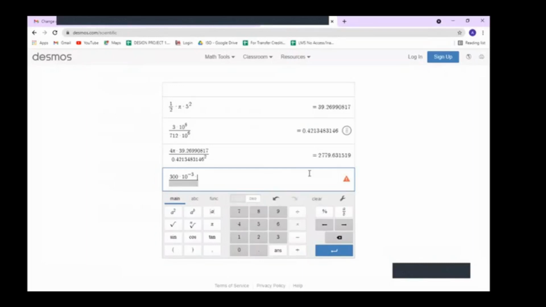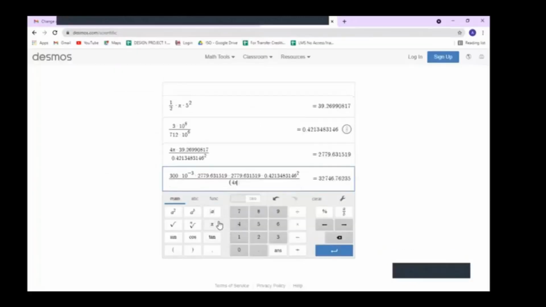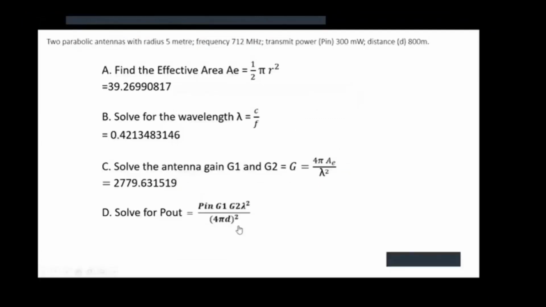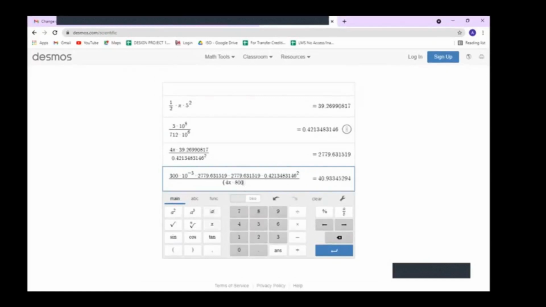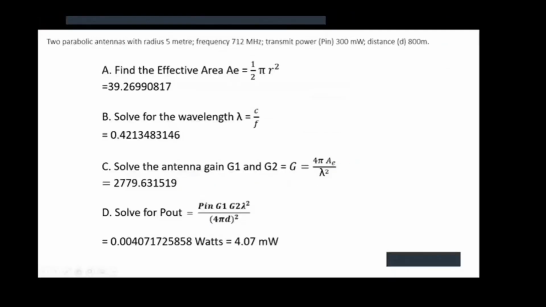Multiplied by gain 1, gain 2, our gain is 2779, then multiplied by the same gain, then lambda squared. Our lambda squared is this, so we just copy that. All over 4 pi D squared. Our distance is 800 meters, quantity squared. Therefore, our output power is 0.004071 watts. If we convert this to milliwatts, we just move the decimal point to the right, so 4.07 milliwatts. I hope that is clear to you.